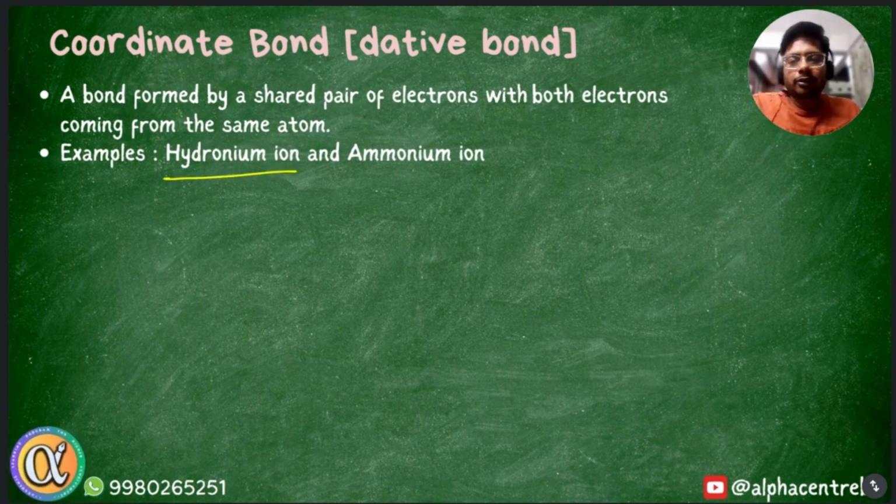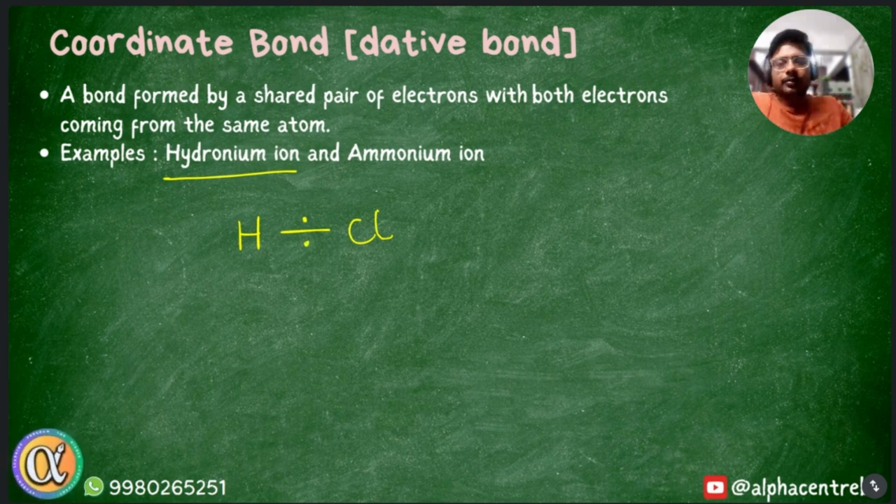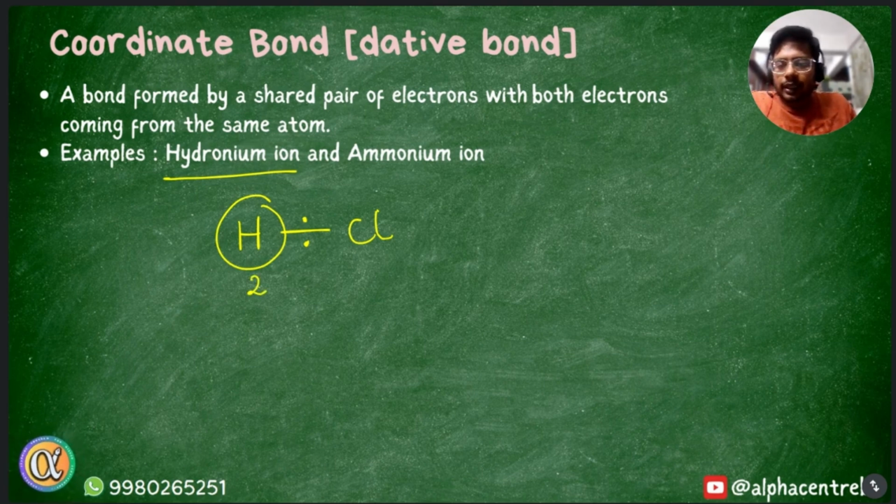Let's try to understand hydronium ion formation so that you really understand what coordinate bond is. Now hydrogen and chlorine form a covalent bond between them, means both are sharing one electron. Can you tell me after sharing what is the electronic configuration for this hydrogen? It had one and it is sharing one, so it gets two, right? And chlorine has 7, so it shares 1, it gets 8. The nature of bond between them is covalent.